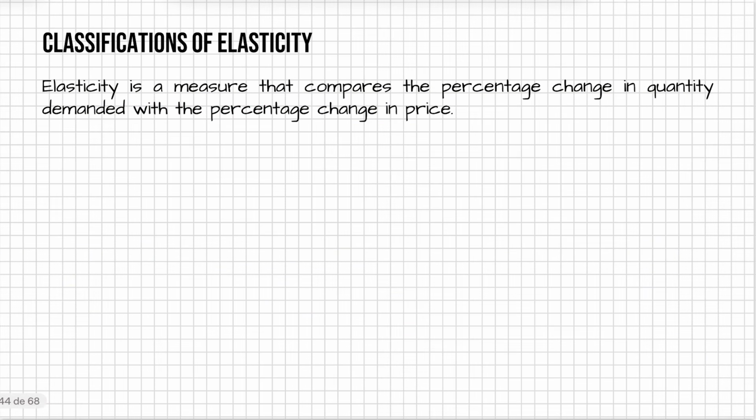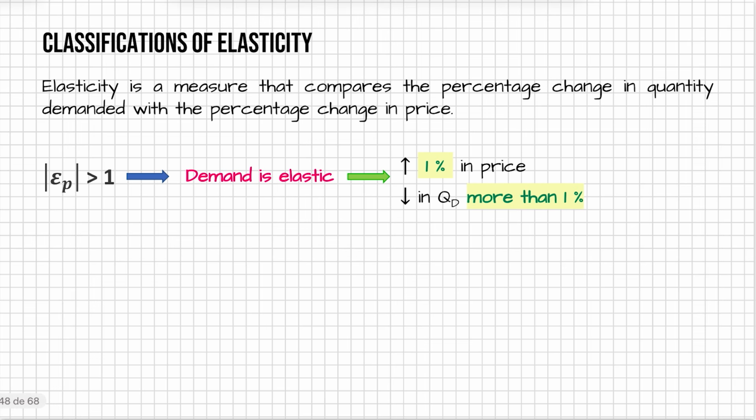We usually look at the absolute value, ignoring the negative sign, to classify demand. If the absolute value of epsilon is greater than 1, demand is elastic. This means a 1% change in price leads to a greater than 1% change in quantity demanded. The change in quantity is more than proportional to the change in price.